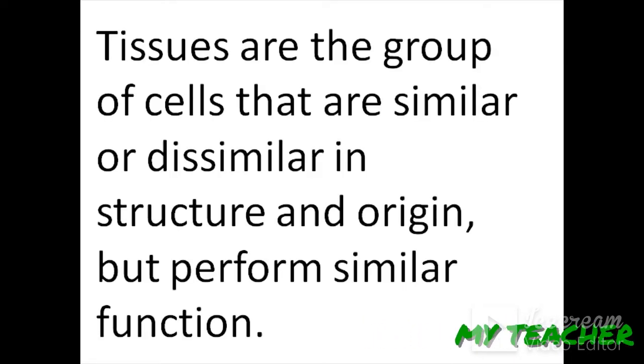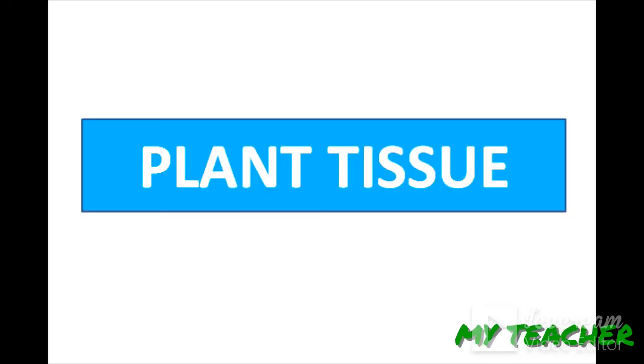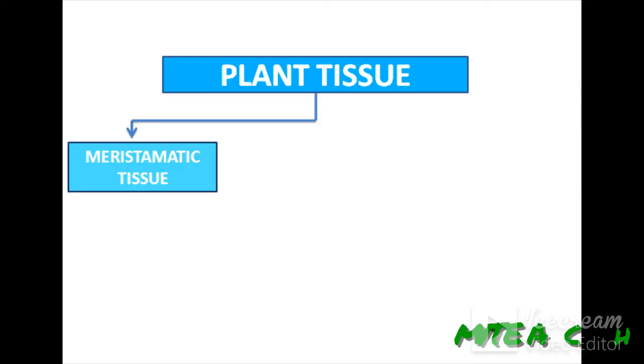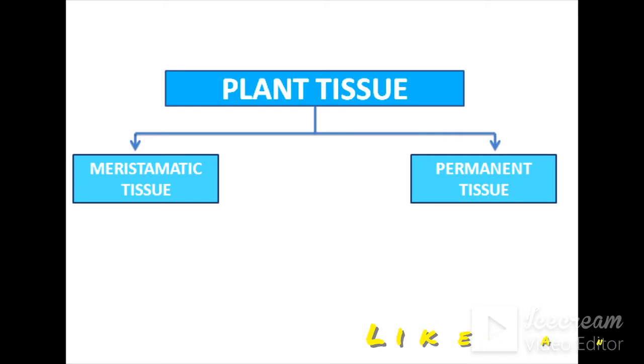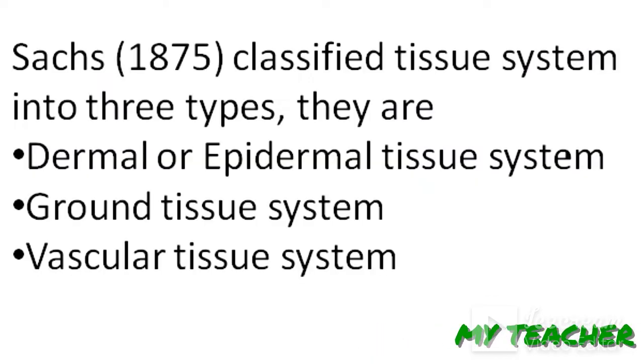Tissues are groups of cells that are similar or dissimilar in structure and origin but perform a similar function. Plant tissues are broadly classified into two based on their ability to divide. They are meristematic tissue and permanent tissue. Another type of classification was put forward by Sachs in 1875.